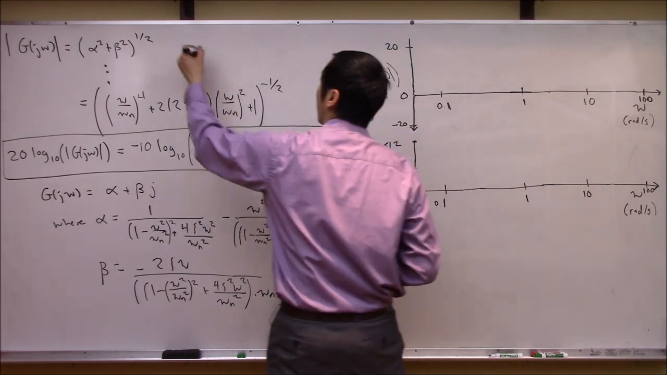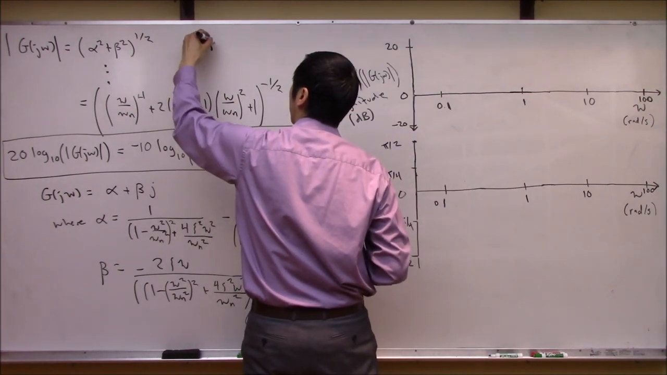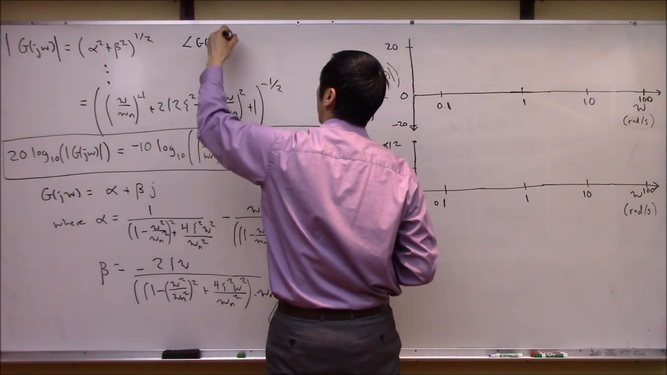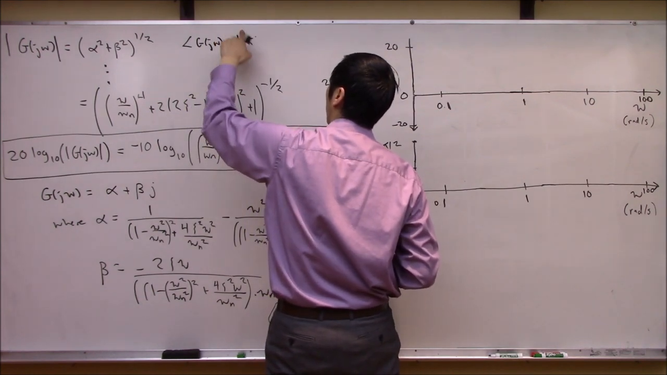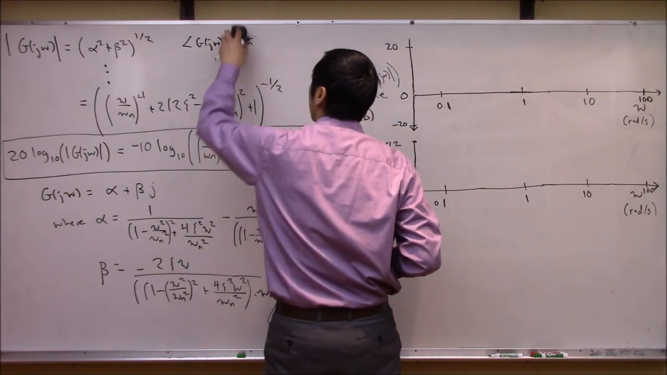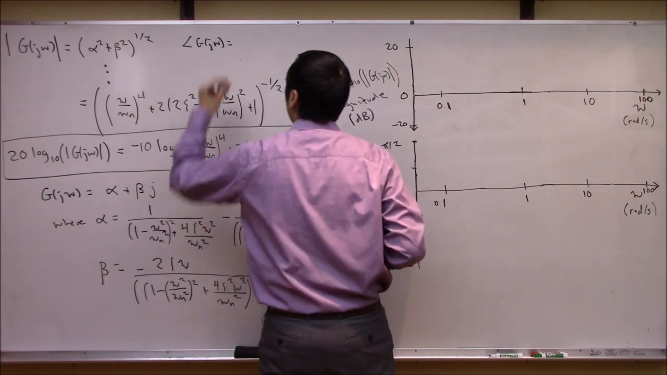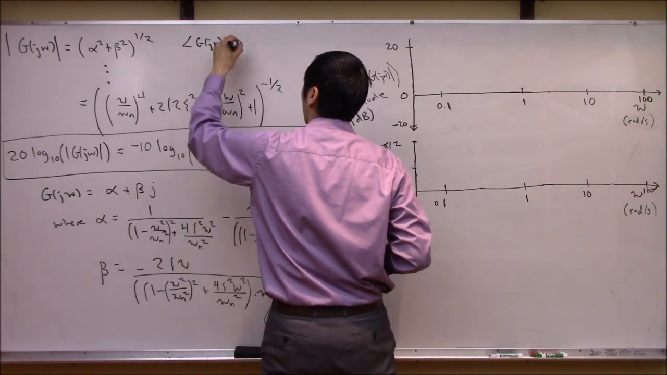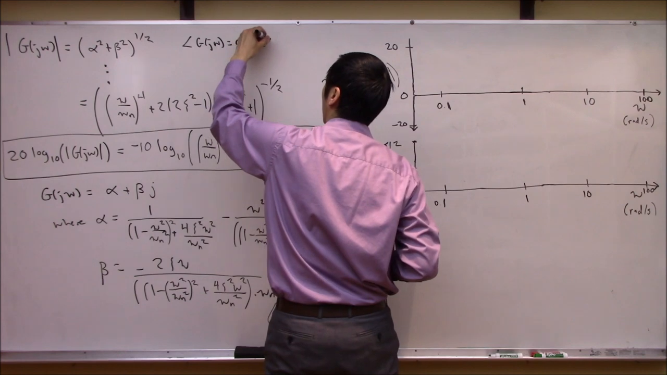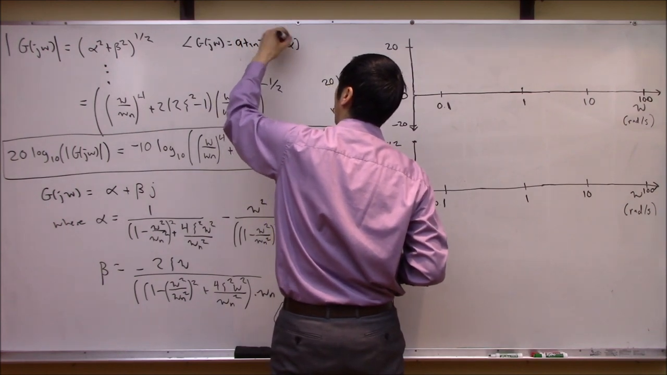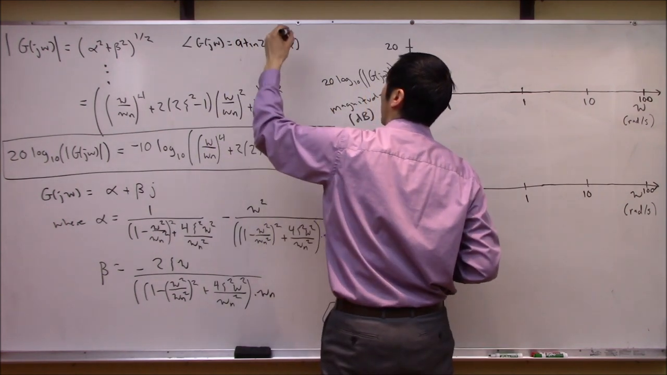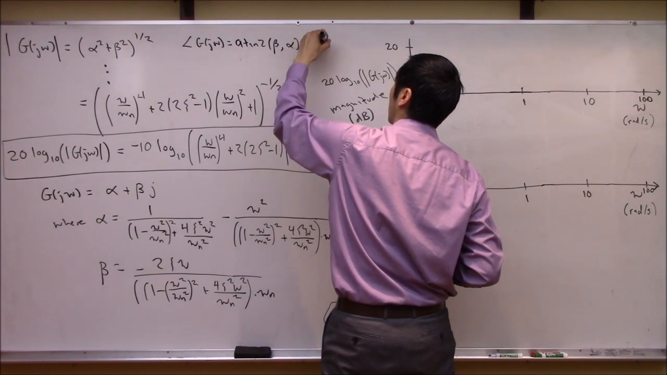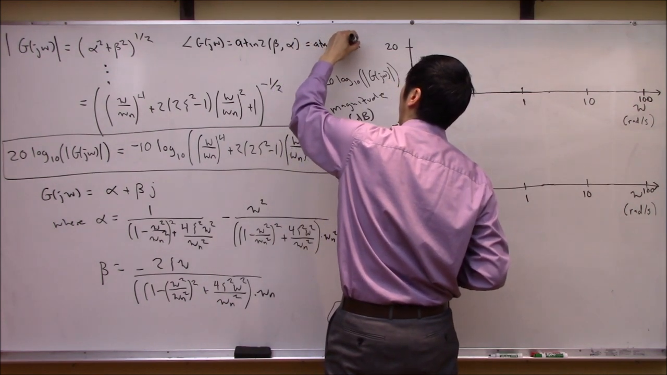The other half of this here, the angle of G of j omega, is just going to be our usual tan inverse, or maybe we should call it arctangent or atan2, of beta, alpha. Where this is again atan2 of the y over x, is what I'm denoting here.